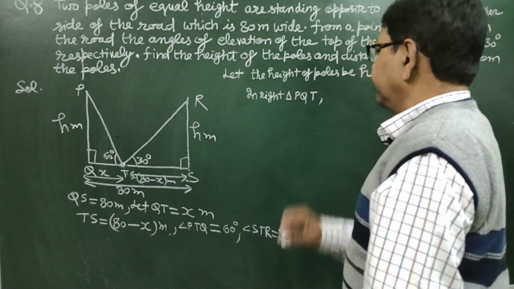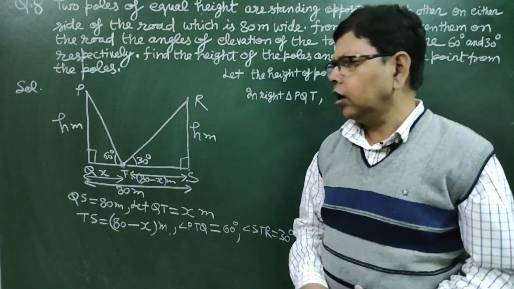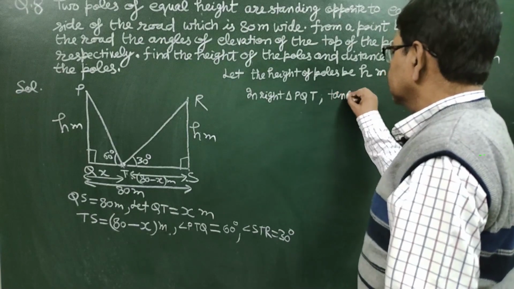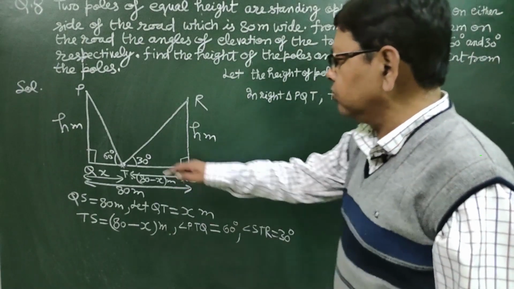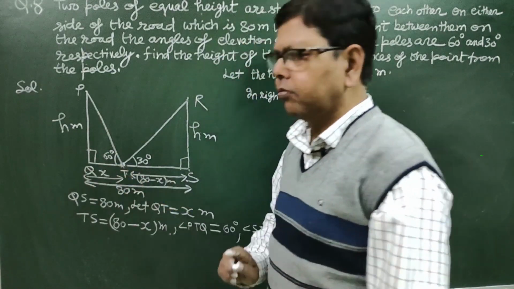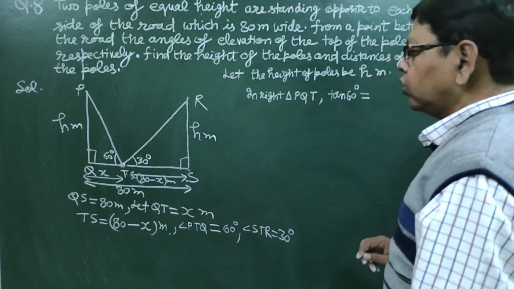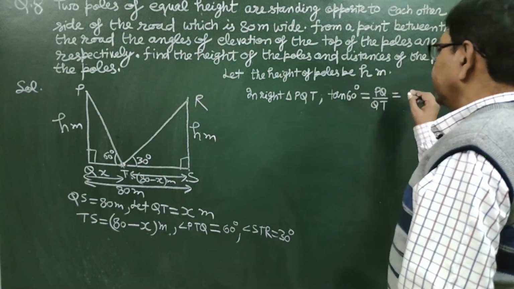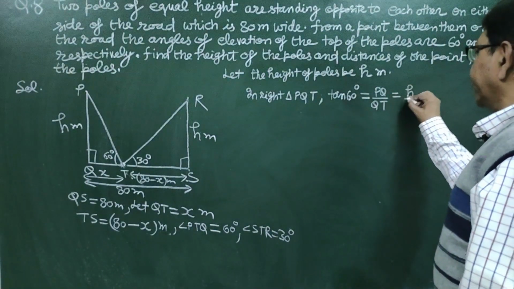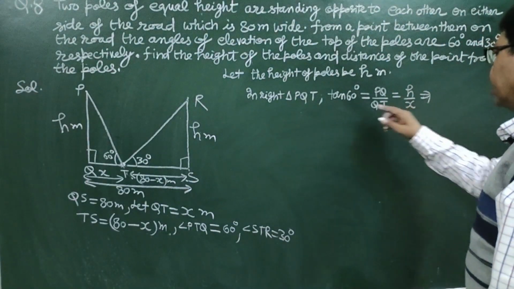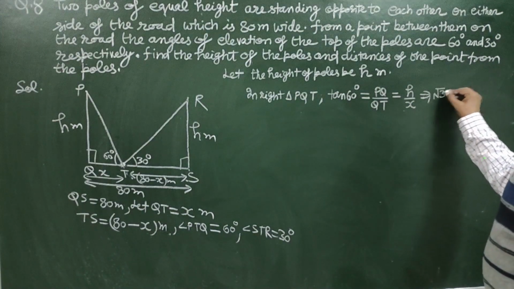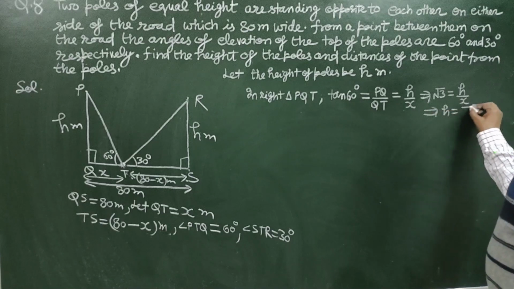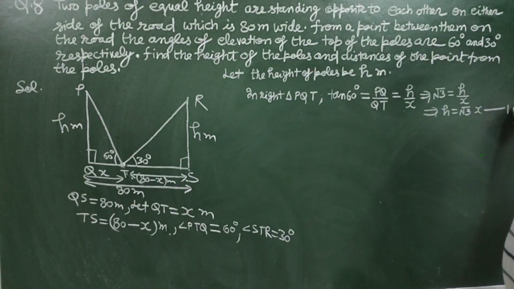again we will consider the trigonometric ratio tan of this angle, tan 60 degrees. Why tan? Because perpendicular and base are involved in the question. So tan 60 degrees is equal to PQ upon QT, and PQ is h upon x. The value of tan 60 degrees, root 3, is equal to h upon x, or you can say h is equal to root 3 x. This is the first equation.